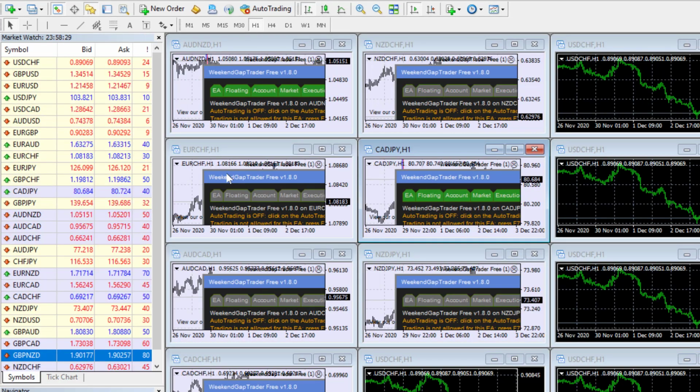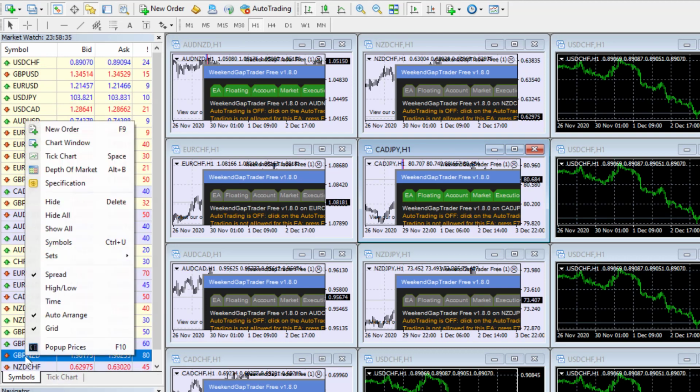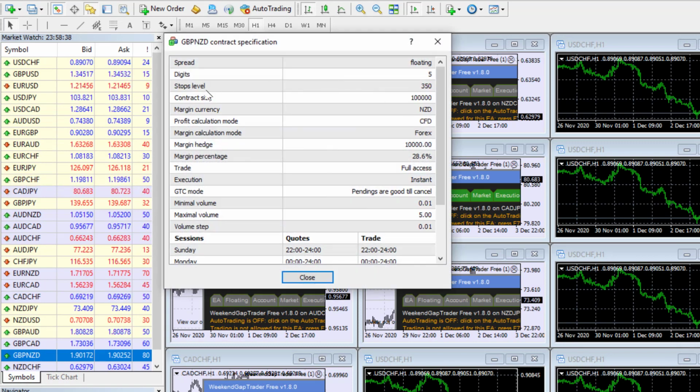Okay, so here we have IG, and let's have a look at their stop level. So we go down to pound New Zealand, we right click, we click on specification, and here you can see that IG has a minimum stop level of 35 pips. Now that's huge. It means that for the weekend gap, we cannot have a gap that is smaller than 35 plus the spread. And let's say the spread is 5, so 40. We can only start trading the weekend gap if that gap is bigger than 40, which doesn't really suit us very well. So obviously IG is not a suitable broker to trade the weekend gap on.